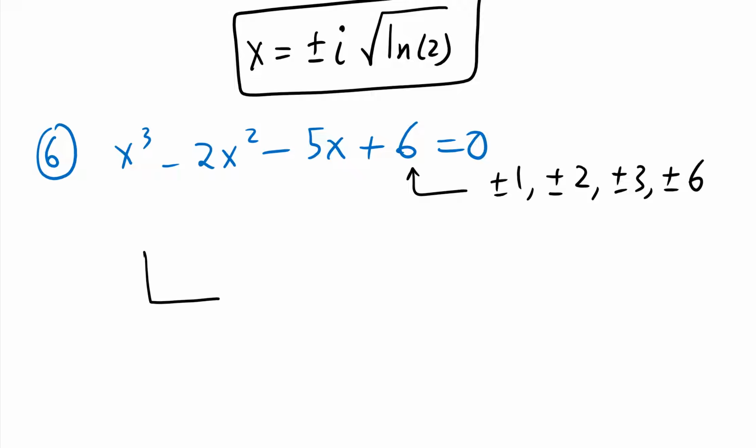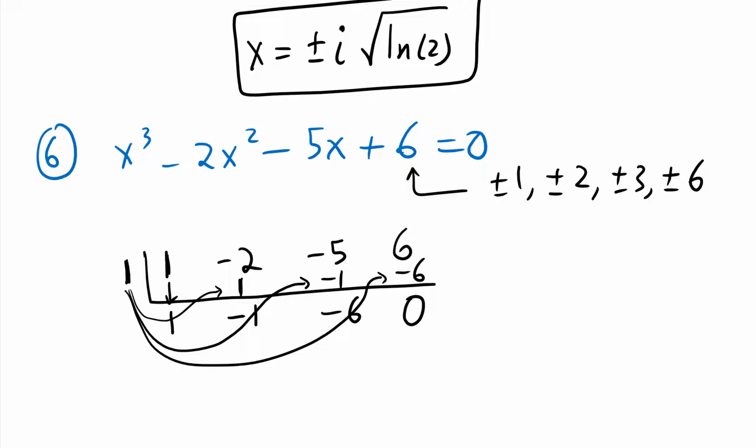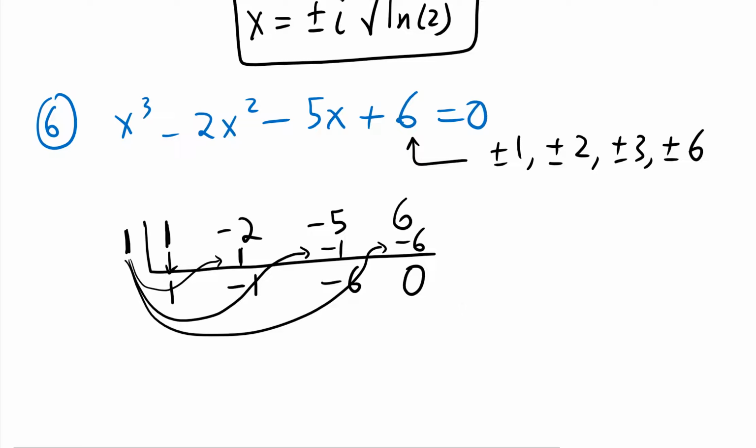So let's test using synthetic division. The coefficients are 1, negative 2, negative 5, 6. Let me try with 1 first. Bring the 1 down. Multiply: 1 times 1 is 1. You get negative 1. 1 times negative 1, 1 times negative 6. So that works right away. We are lucky.